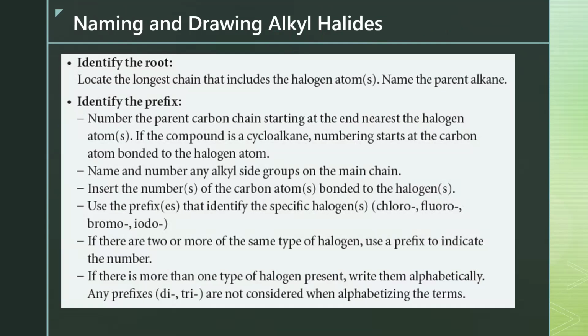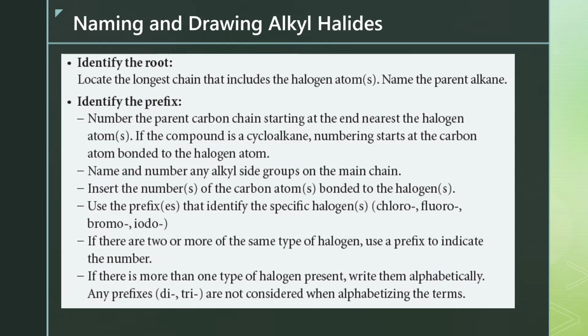Then identify the prefix. Number the parent carbon chain starting at the end nearest the halogen atoms. So just like before with alcohols, you've got to start numbering closest to that halogen. If the compound is a cycloalkane, numbering starts at the carbon atom bonded to the halogen atom. So if you're numbering them in that circular kind of structure as well, you start at the carbon atom bonded to the halogen, right? Then name and number all the alkyl side groups on the main chain.